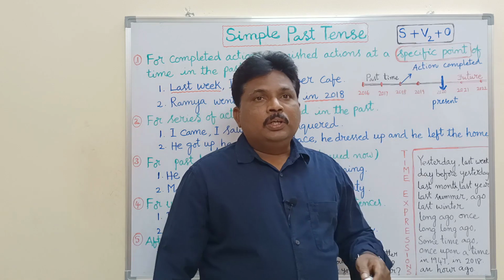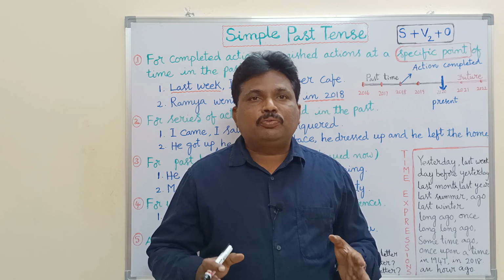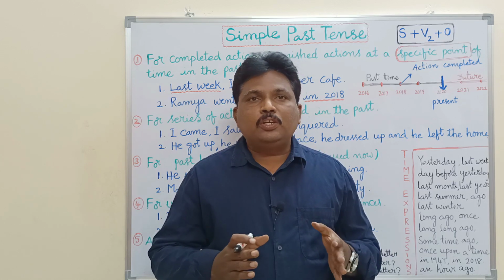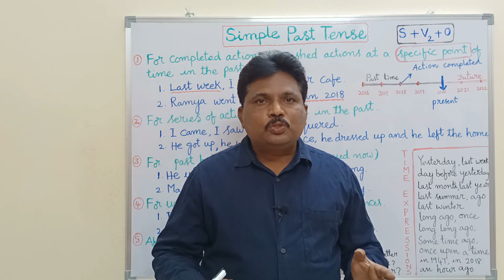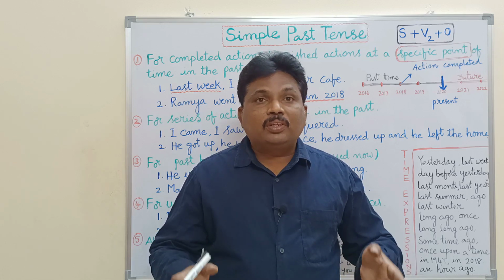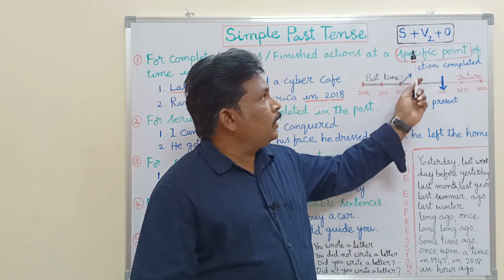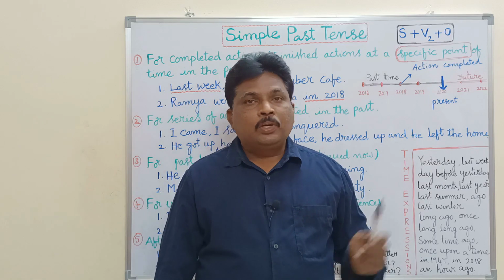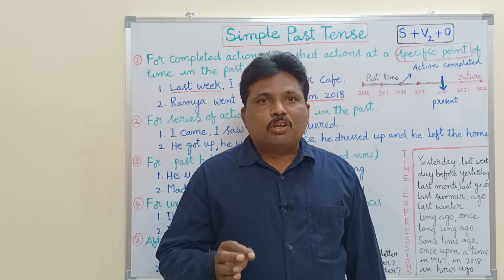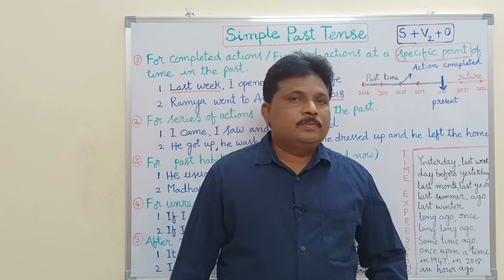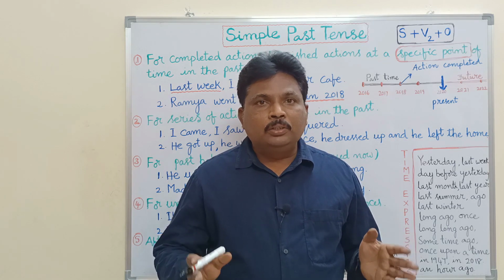See, V2 is the second form of the verb. Actually, V2 is a term used for the convenience of the students. Actually, there is no such word in English grammar. Just to make the students understand easily and for the convenience of both the teachers and the students, it is used or it is uttered as V2. V2 means the second form of the verb and followed by object. This is the structure or the form of the verb of simple past tense. This is a very important tense among past tenses.